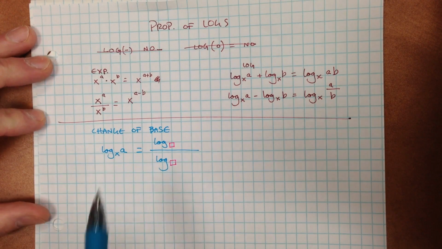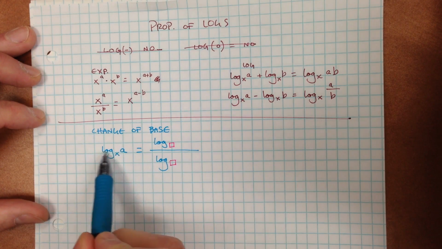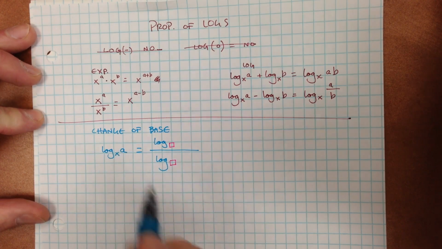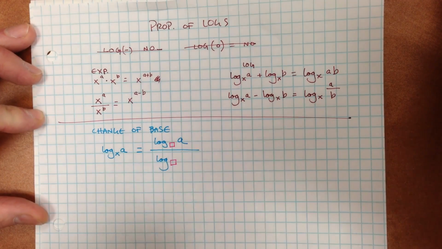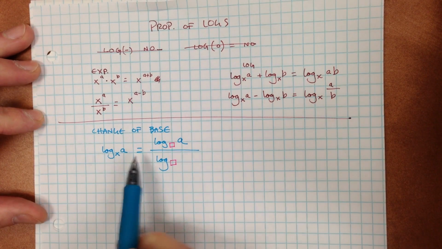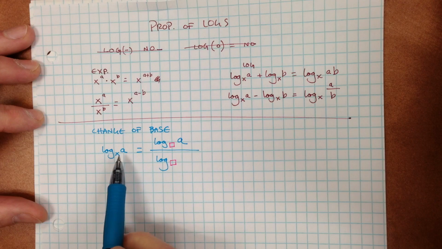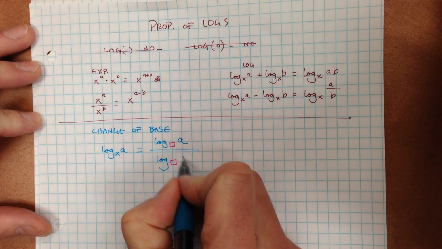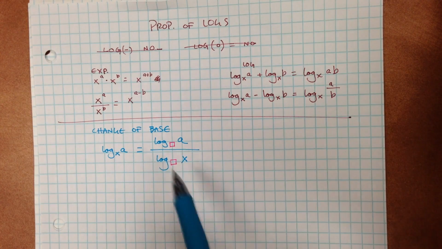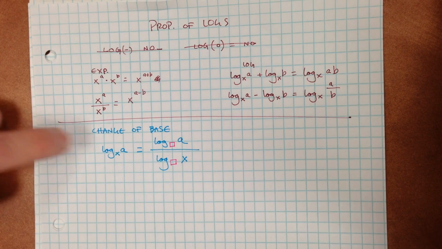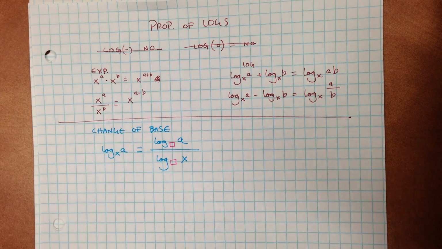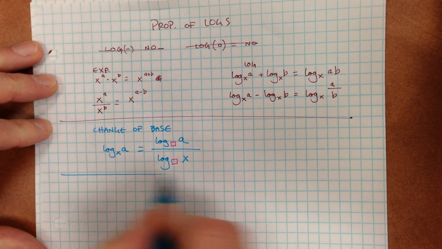Now I look at this log right here and I see the a is in line with the log. The a is actually in a higher position, so I put it in the higher spot up top in the numerator. This x is in a subscript. It is down lower, so that one goes in the lower position. So we have now successfully changed from base x to any base that you would like to deal with. That is a change of base.